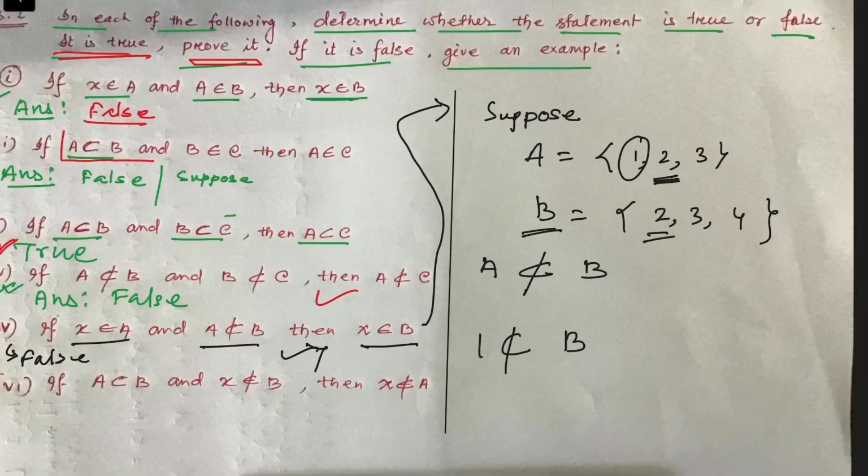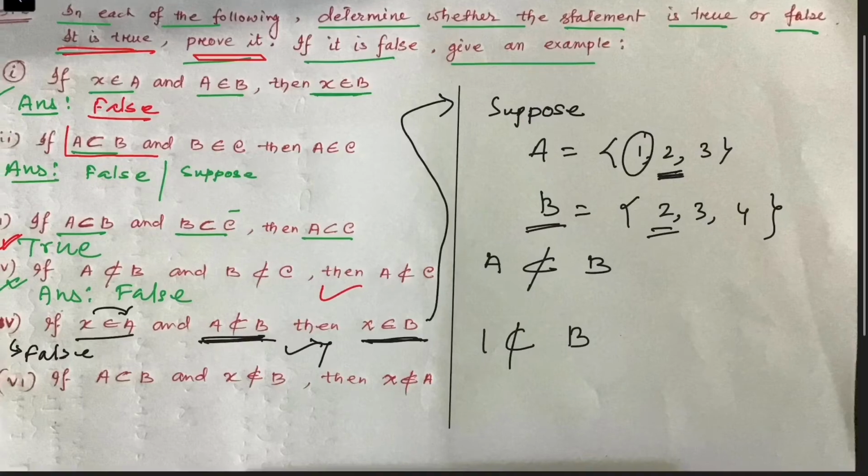If any element belongs to set A, and set A is not a subset of B, then we cannot say that it belongs to B. So that's why this statement is false. Now let's move on to the next.